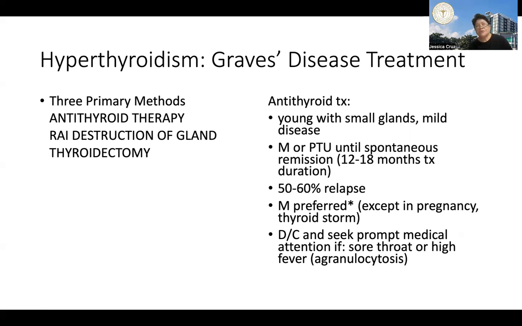Now, between PTU and methimazole, methimazole is the preferred drug of choice because of the risk of severe hepatitis with PTU. Patients on thioamides have to be counseled to seek immediate medical consult if they develop sore throat or high-grade fever, because these are potential signs of agranulocytosis, in which case you have to discontinue the medication.